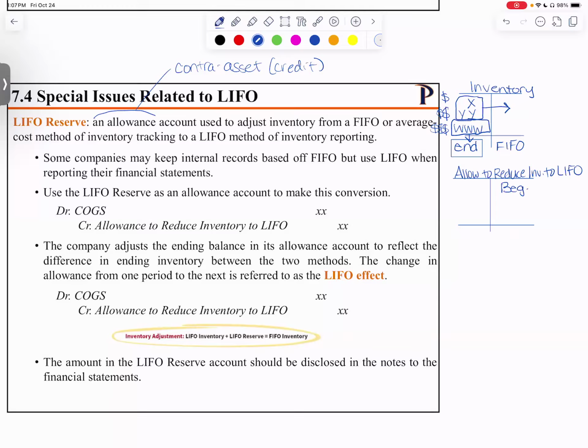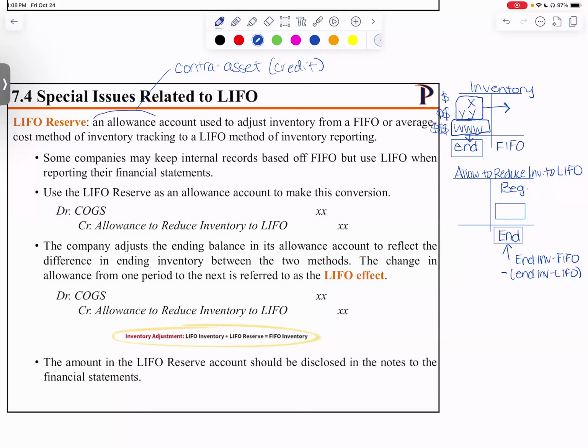We have a beginning balance in this account generally if we had a difference between our FIFO and our LIFO ending inventory last period. And then our ending balance in our LIFO reserve account is going to be based off of a calculation. Our desired ending balance in our allowance account should be the difference between ending inventory under FIFO and our ending inventory under LIFO. Then we're going to take the difference between our beginning and our ending balance and see how much we need to credit to this account in order to get to our desired ending balance.